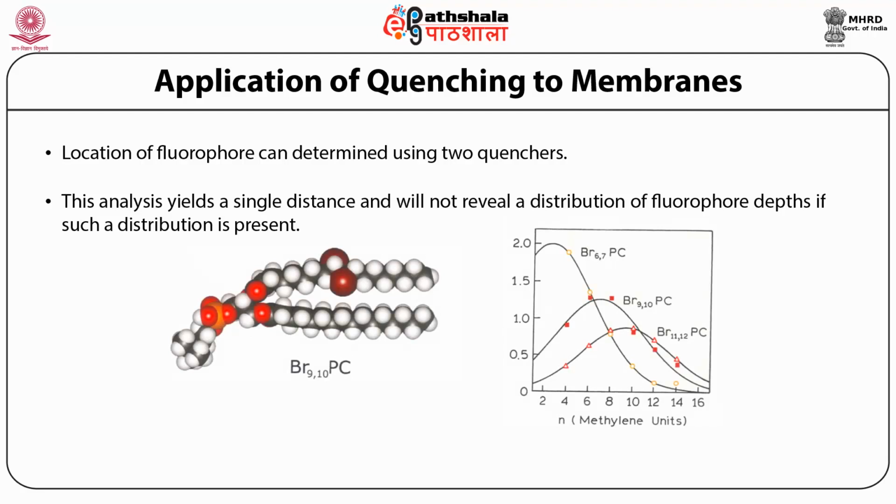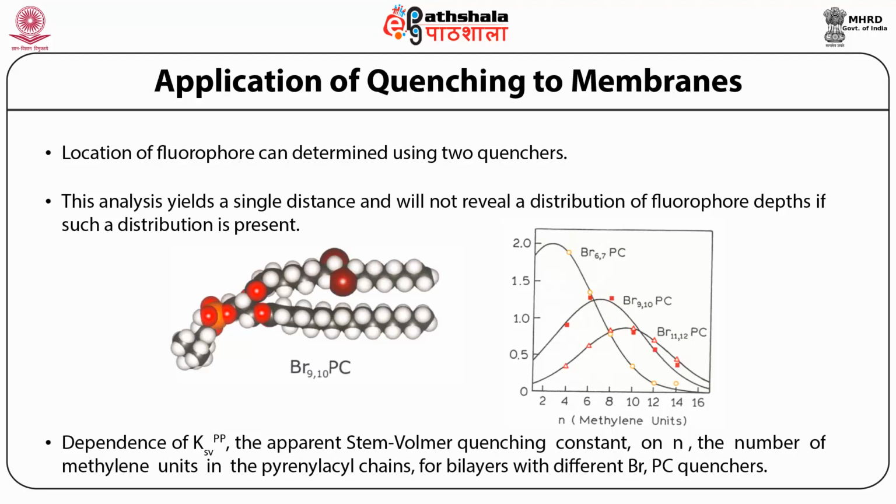So this analysis yields a single distance and does not reveal a distribution of fluorophore depth if such a distribution is present. It shows the dependence of the KSV, the apparent Stern-Volmer quenching constant, on n, the number of methylene units in the acyl chain, for bilayers with different bromo-PC quenchers. The subscripts X and Y indicate the location of the bromine atom. The bilayer consists of 1-palmitoyl-2-oleoyl phosphatidylcholine with 50 mole percent cholesterol.